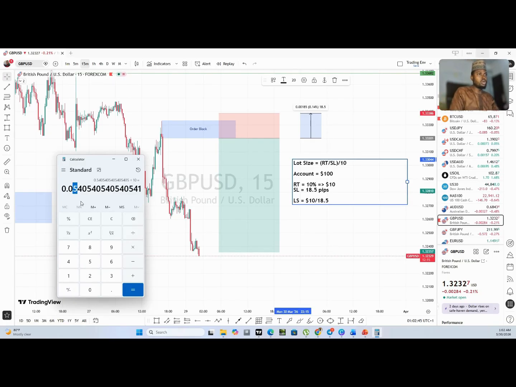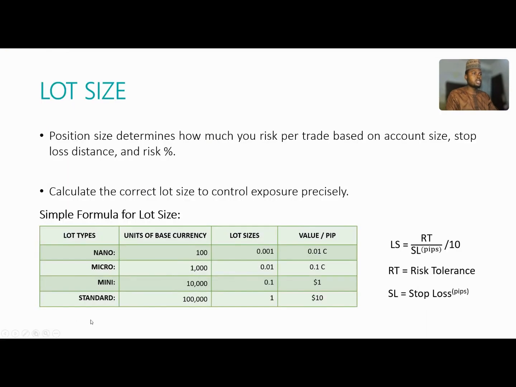So this is going to fall under which category? It's going to fall under micro lots. Micro lot, because 0.05 falls under that. That means you are going to have 5,000 units of base currency. You are going to use 5,000, because 1,000 times 5 gives you 5,000. So that's it.